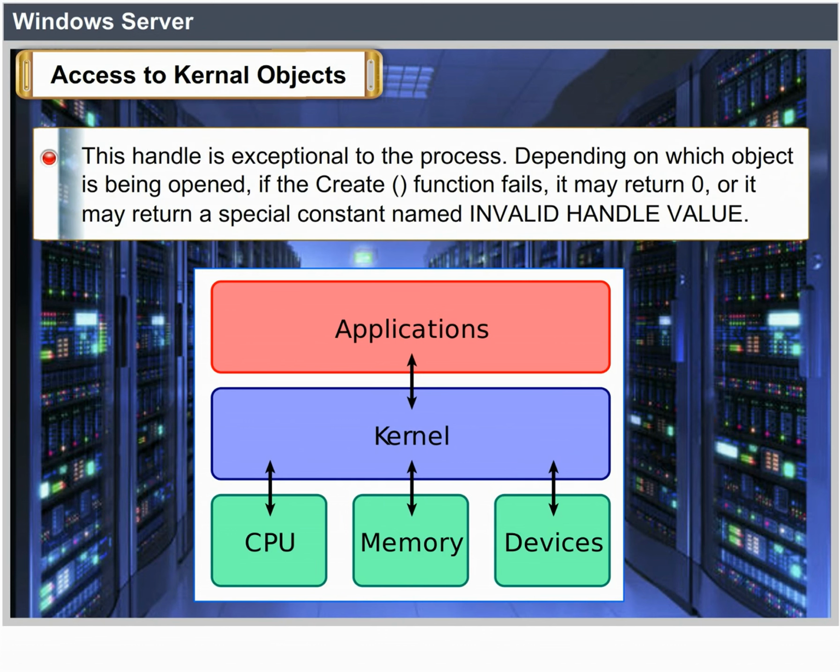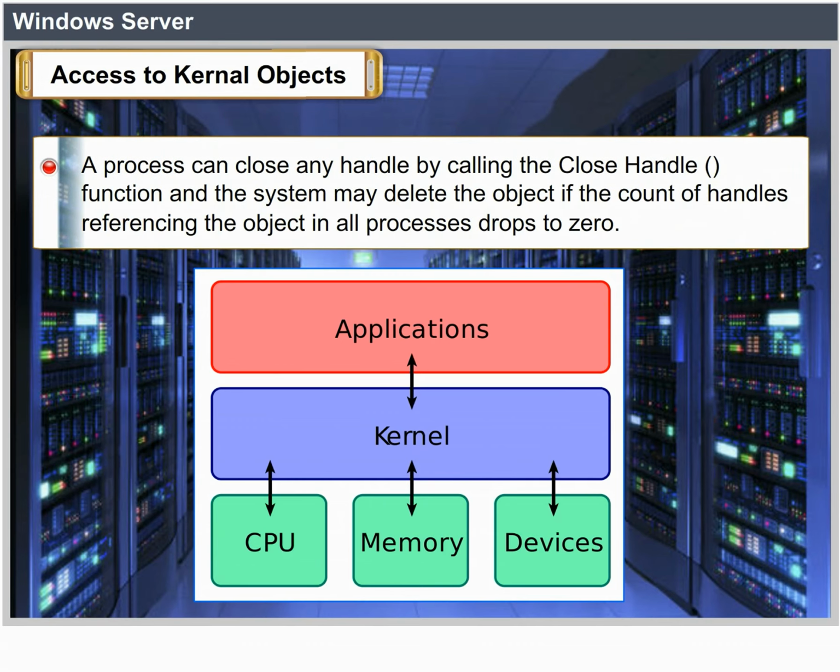Depending on which object is being opened, if the create function fails, it may return 0 or it may return a special constant named INVALID_HANDLE_VALUE. A process can close any handle by calling the CloseHandle function, and the system may delete the object if the count of handles referencing the object in all processes drops to 0.